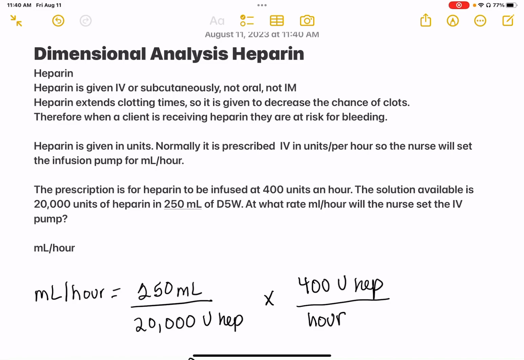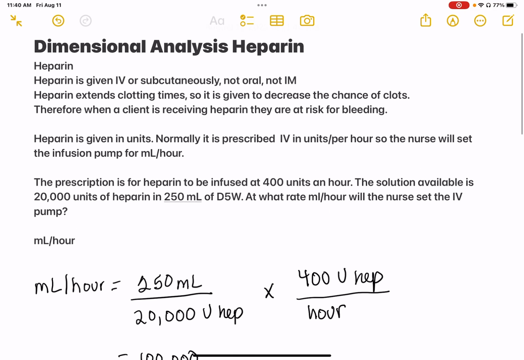So we want to look now at heparin and look at dimensional analysis with heparin. So heparin is given IV or subcutaneously. It's not given orally. It's not given IM. We know that the drug heparin extends clotting times, so it is given to decrease the chance that the person will have blood clots. Therefore, because it extends those coagulation times, the person is now at risk for bleeding and they're going to need to have coagulation times checked.